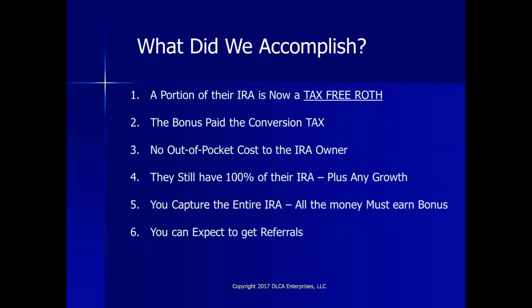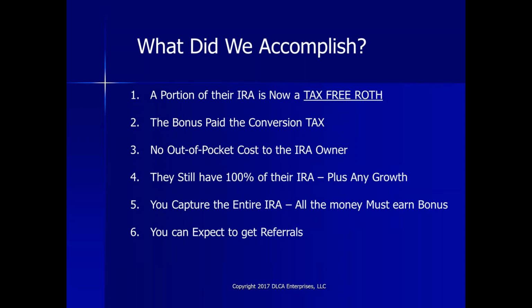What do we accomplish? A portion of their IRA is now a tax-free Roth. The bonus paid the conversion tax. There was no out-of-pocket tax for the owner. They still have 100% of their IRA plus any growth. But here's the key. Number 5 is the big one. You're going to capture the entire IRA account because all of the money has to earn bonus to pay the tax on the $40,000 we converted to a Roth.